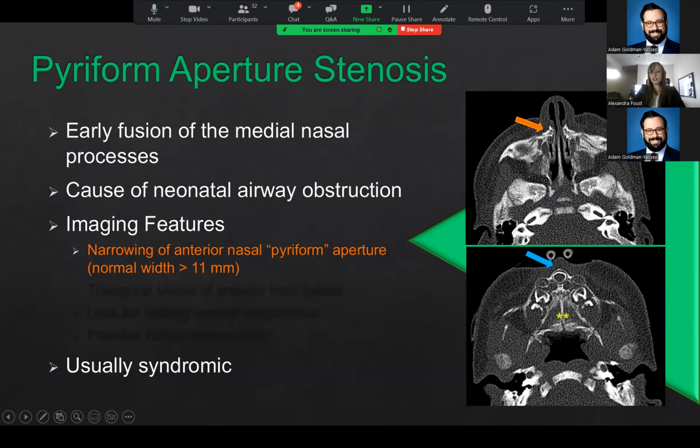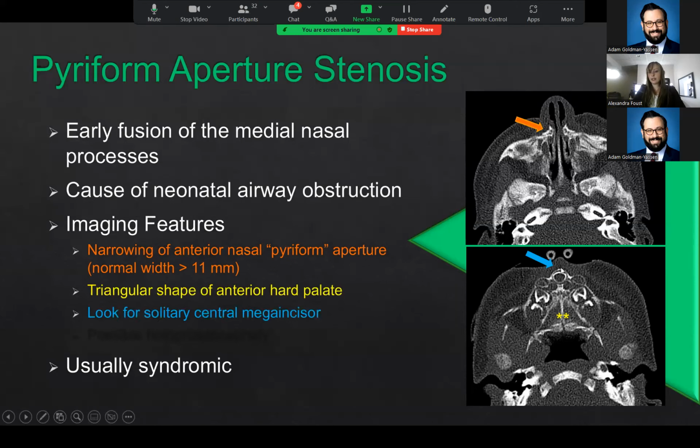And there are some associated things that happen with that. If you think about the fact that the midface is squished together and came together too early, and you think of that moving its way down, not only is the nasal cavity narrowed, but the maxilla is narrowed as well, and it has an unusual shape. So you'll get this triangular shape of the maxilla, and occasionally you'll see a single solitary mega incisor.